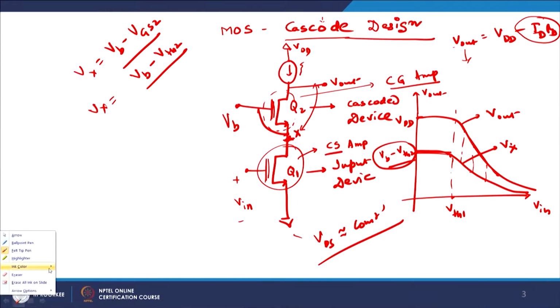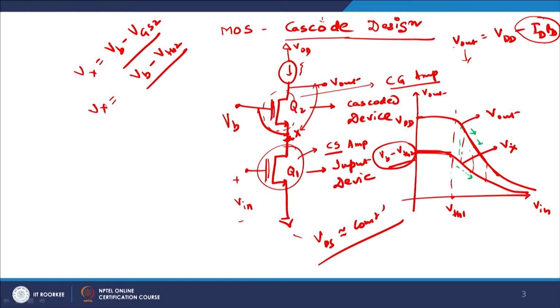Now, as the input voltage crosses the threshold voltage of the first device, the device gets on and current starts to flow. When the current flows through Q1, the same current flows through Q2, and therefore V out starts to fall down. As V out falls down, you have to ensure that Q2 is in saturation, and therefore Vx also starts to fall down, and the difference almost remains the same for a few values.